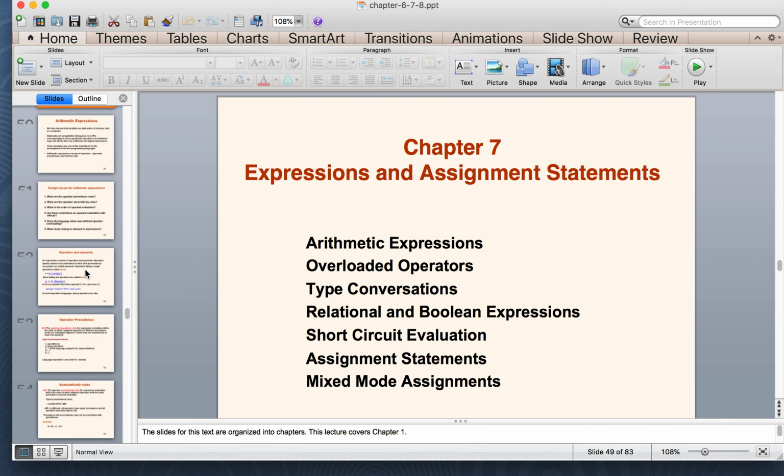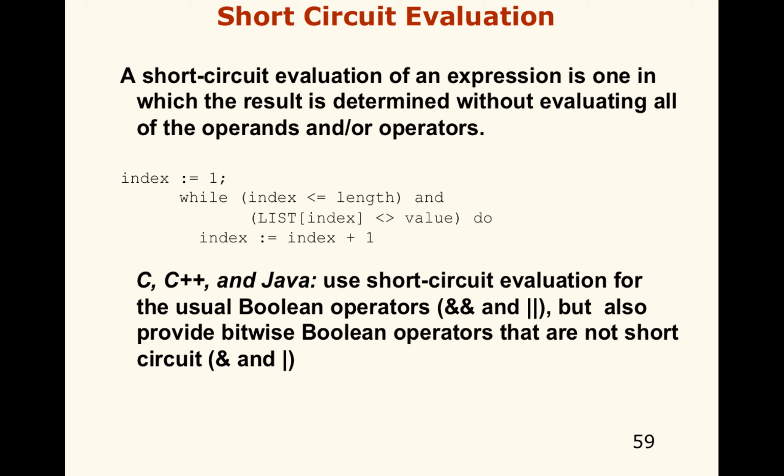For short-circuit evaluation, we learned about this term in assignment number 2 for the Python exploration activity. To short-circuit is to cut short, to end it early. And what are we ending early? The evaluation of expressions. A short-circuit evaluation of an expression is one in which the result is determined without evaluating all of the operands and/or the operators in the expression. As soon as we find something that is true, we end. And then when we end it, the rest of it is just left.